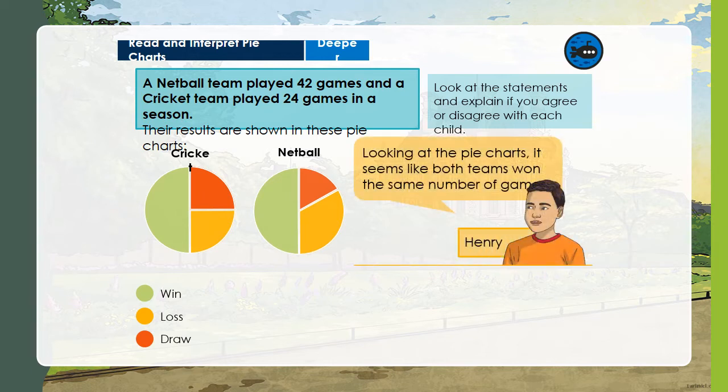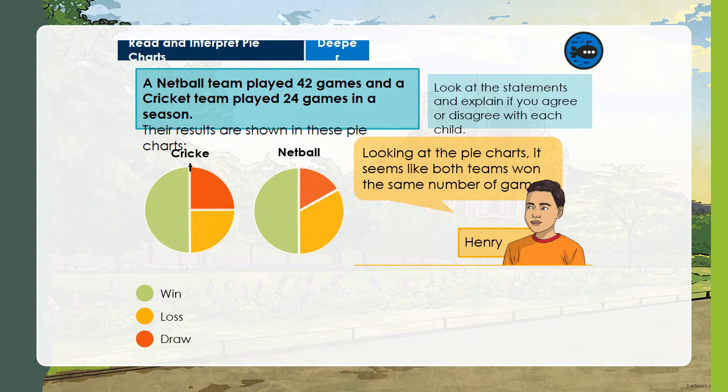Looking at the pie charts, it seems like both teams won the same number of games, said Henry. Do you agree or disagree? So, pause the video here and think about your answer. Remember to always look at the total number of games that each of the teams played. The cricket team played 24 games, whilst the netball team played 42 games.